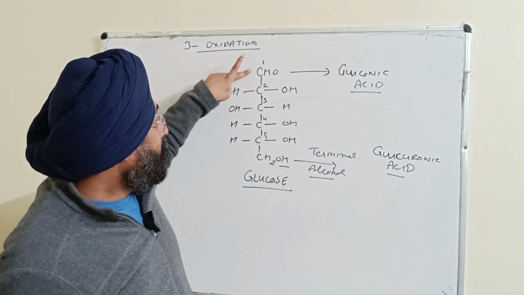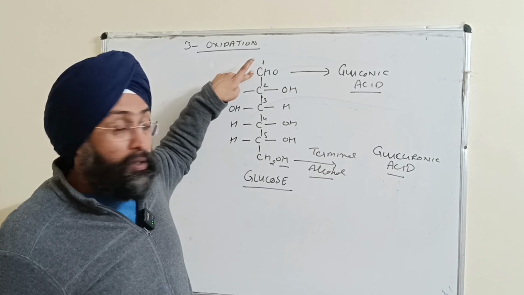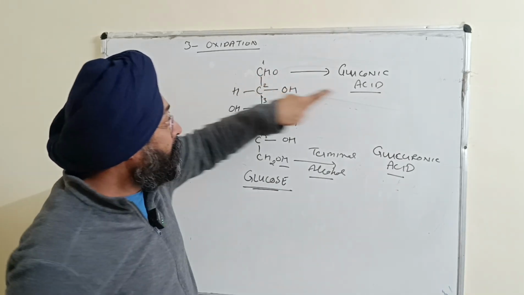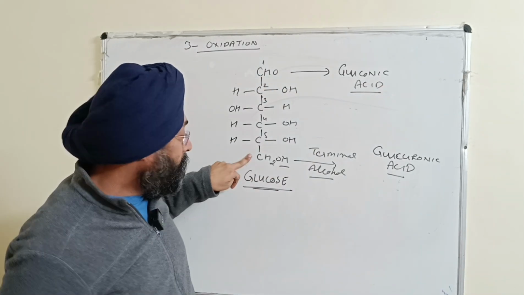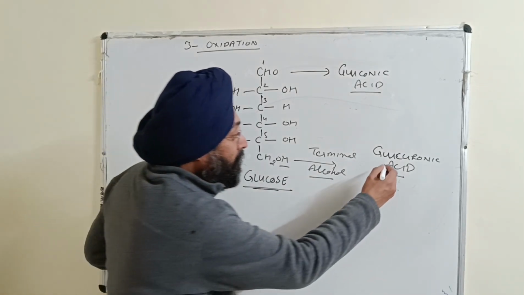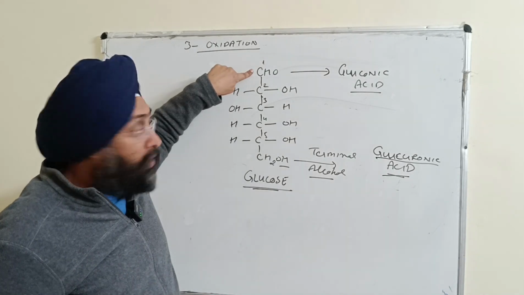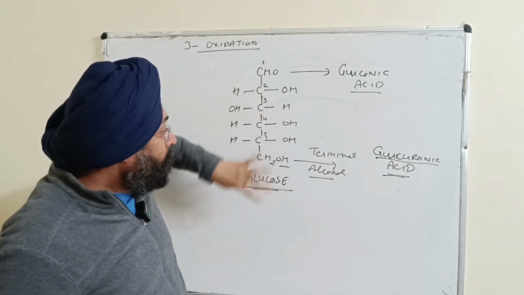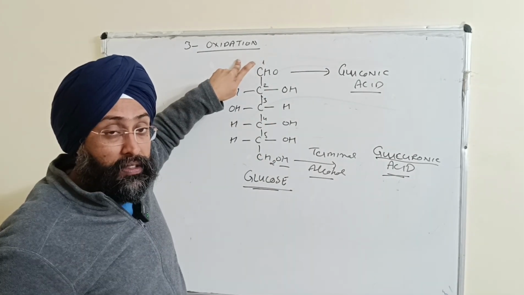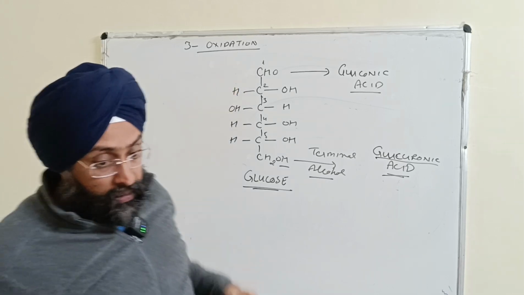If the first carbon contains an aldehyde group like in glucose, it will be converted to gluconic acid. And if the terminal alcohol group is targeted, we will get our glucuronic acid, right? And in the case of fructose, we will have a keto group here, right? So that covers our oxidation reactions. Now we'll start with the next one.